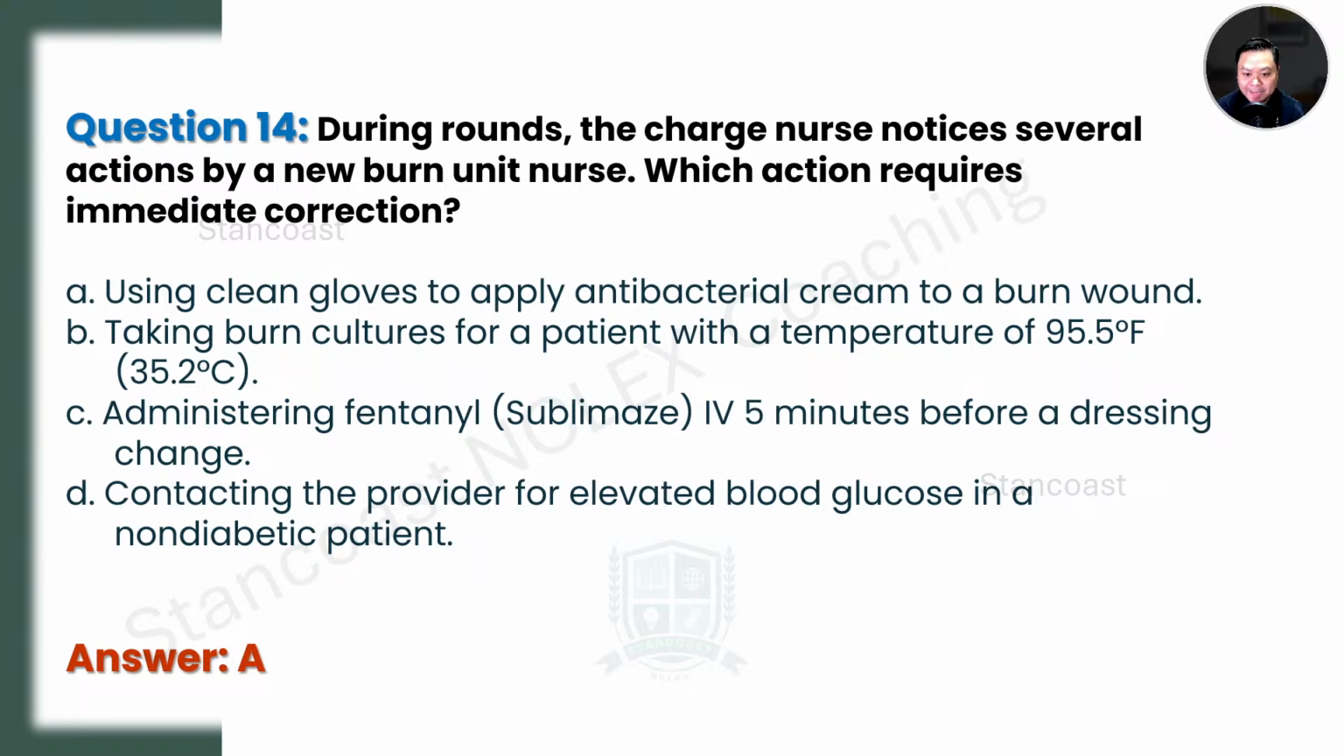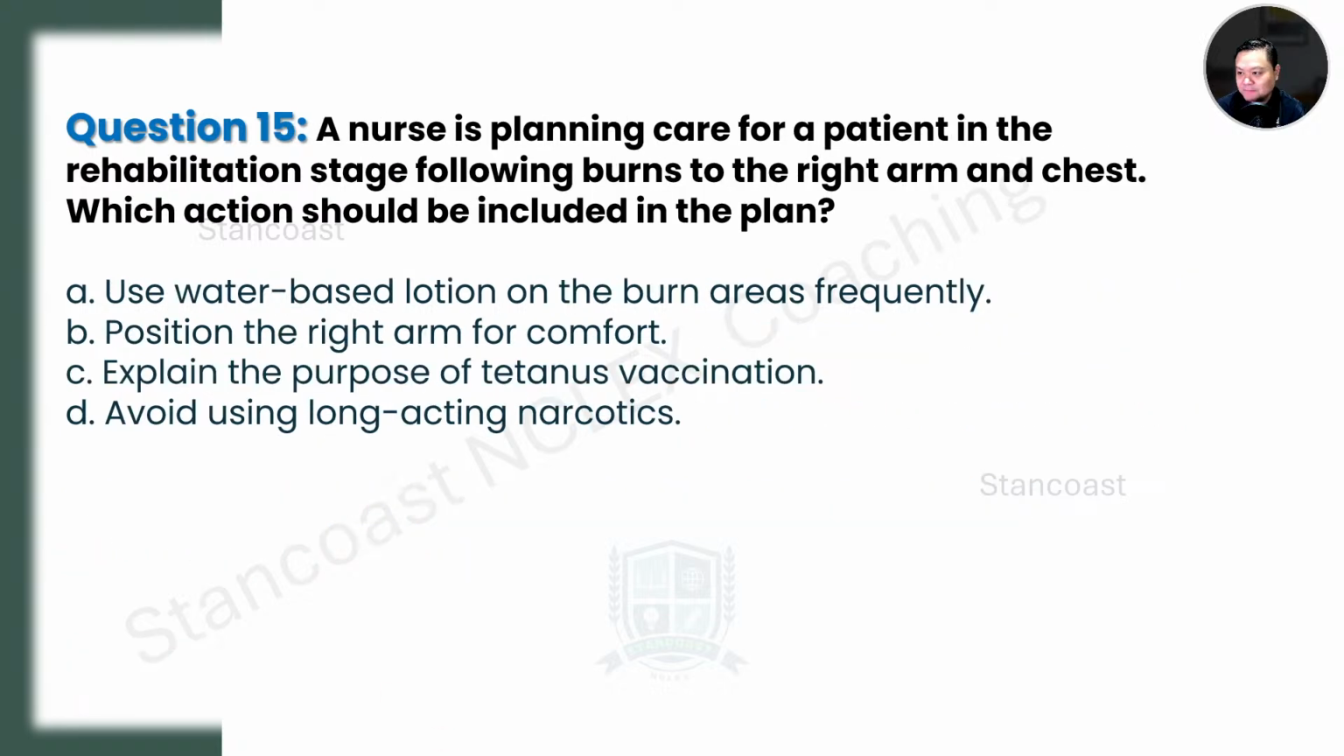Okay, let's have number 15. A nurse is planning care for a patient in the rehab stage following burns to the right arm and chest. Which action should be included in the plan? A, use water-based lotion on the burn areas frequently. B, position the right arm for comfort. C, explain the purpose of tetanus vaccination. And D, avoid using long-acting narcotics.